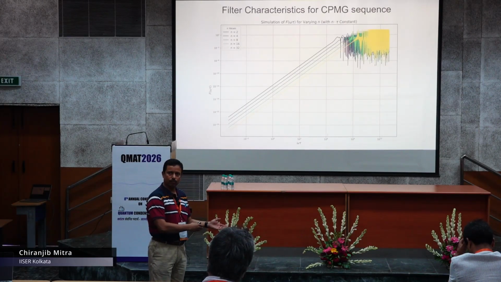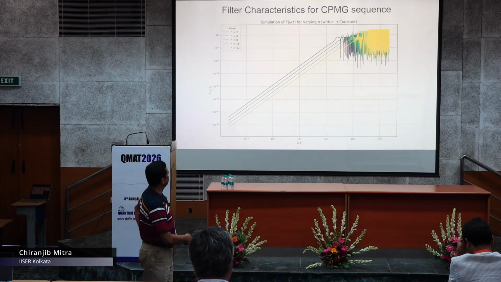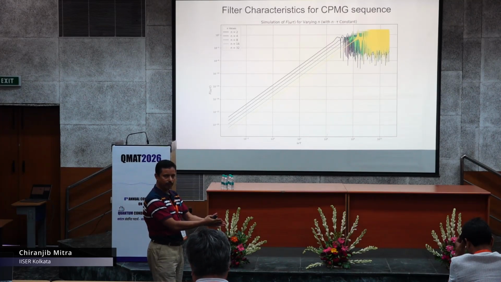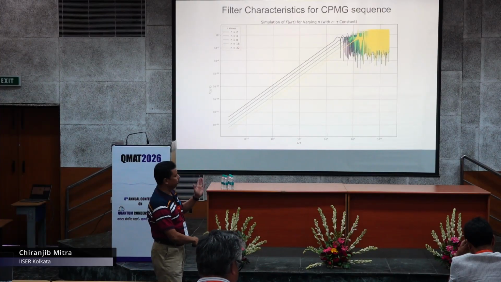Remember that the transfer function is a product of the power spectral density times the filter function. The noise is there in the power spectral density. If the noise is cut off, then my system is not affected.